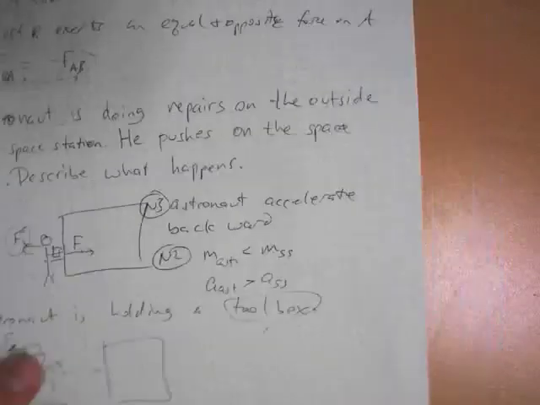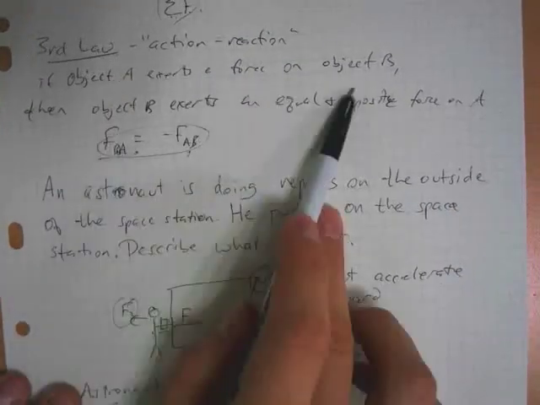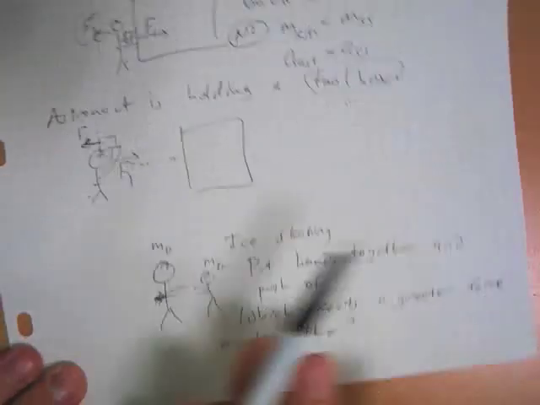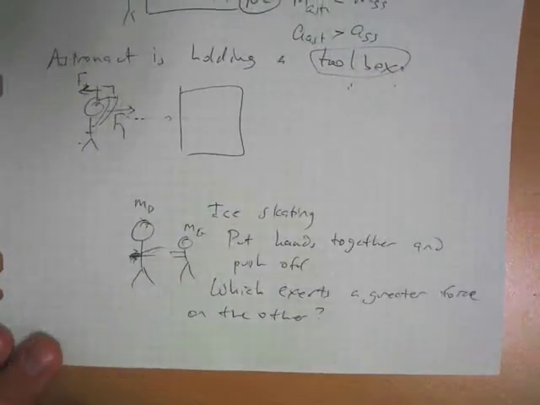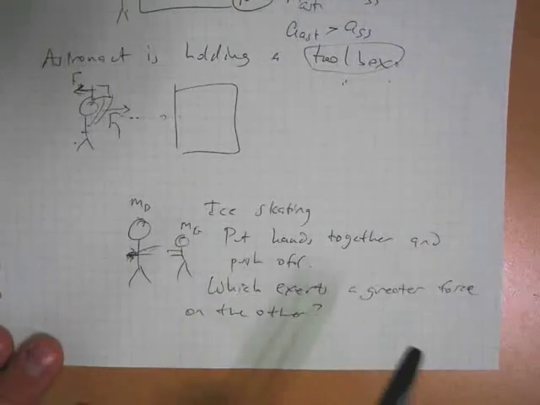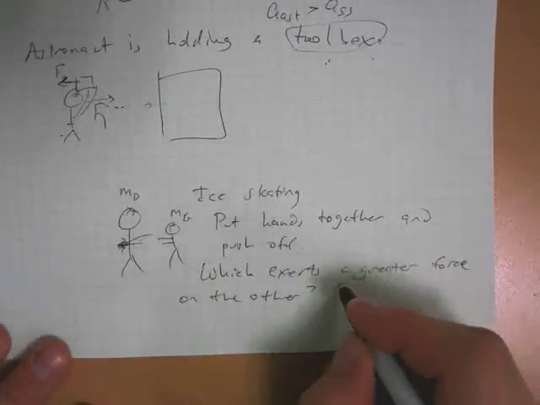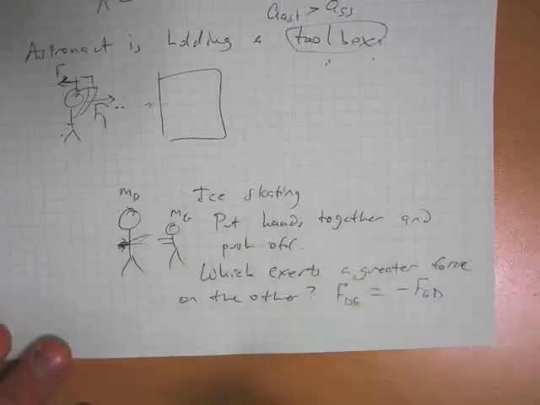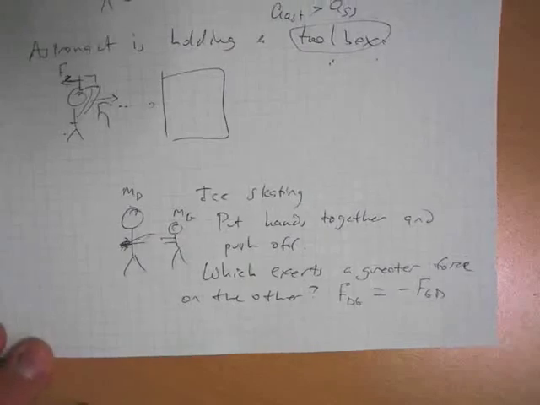Well, remember Newton's third law. If object A exerts a force on object B, then object B exerts an equal and opposite force on A. So even though the dad is stronger, when he pushes on the girl, the reaction force of the girl pushing on him is equal and opposite. So the force the dad exerts on the girl is the same magnitude as the force the girl exerts on the dad. And that might be hard to believe, but that's how it is.